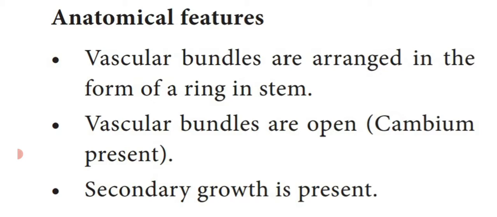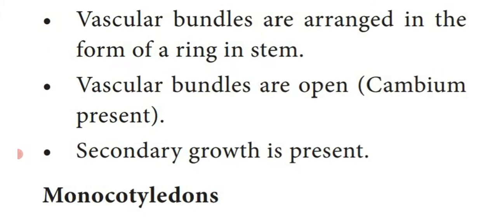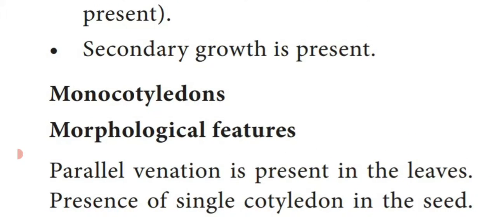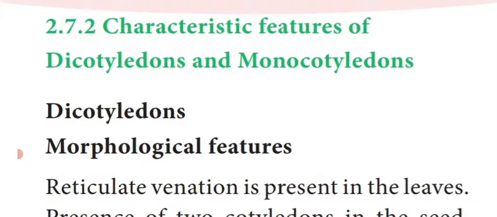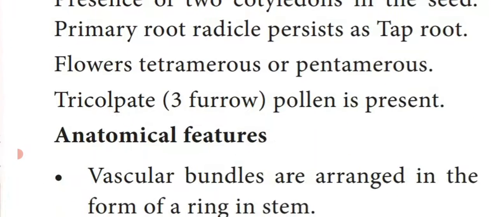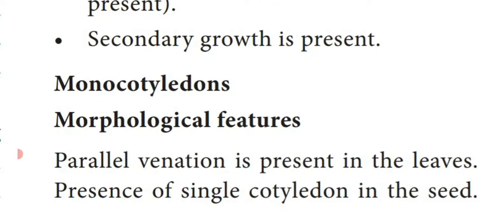Next, the anatomical characters of dicot. Here, students, many vascular bundles are arranged in the form of a ring around the pith region. This is a characteristic feature of dicot. Then between the xylem and phloem, cambium is present, so this is an open vascular bundle. Most probably, dicot plants show secondary growth. So these are the morphological and anatomical characters of dicot plants, an important 5 mark question.